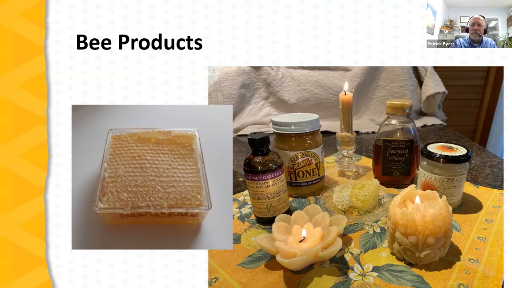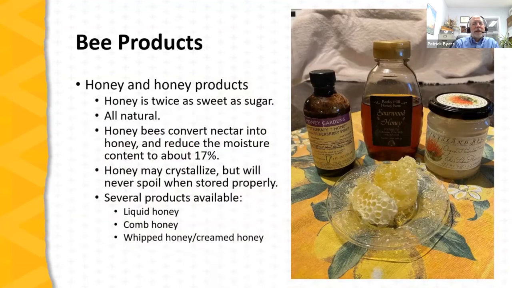Let's talk about honey and honey products first. Honey is twice as sweet as sugar, and it's all natural. I mean, what could be better than honey as a sweetener? Honeybees convert nectar into honey. They collect nectar from a variety of blossoms, and you can actually develop specialty honeys based upon the type of blossom that the nectar was collected from. And if we look at this picture here, you'll notice in the very center that bottle of honey says sourwood honey. Sourwood honey is a good example of a specialty honey.